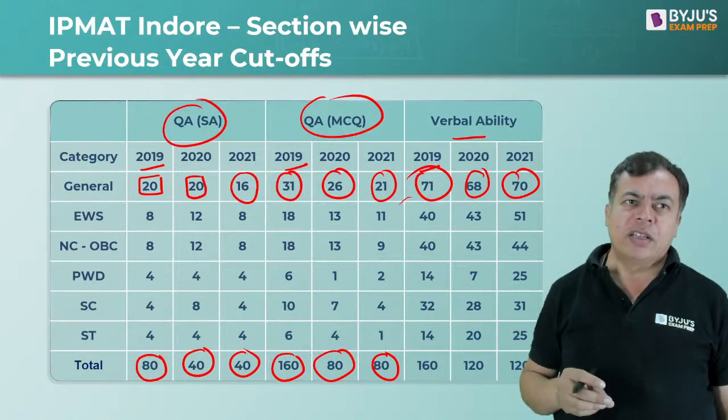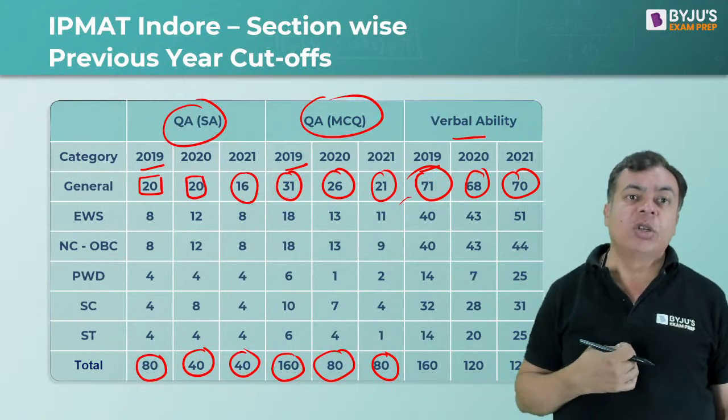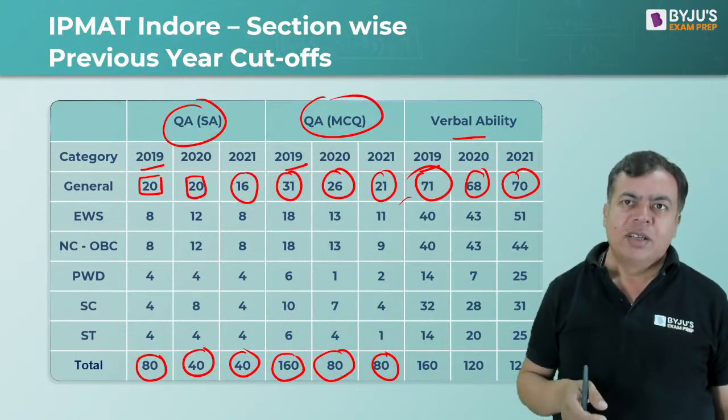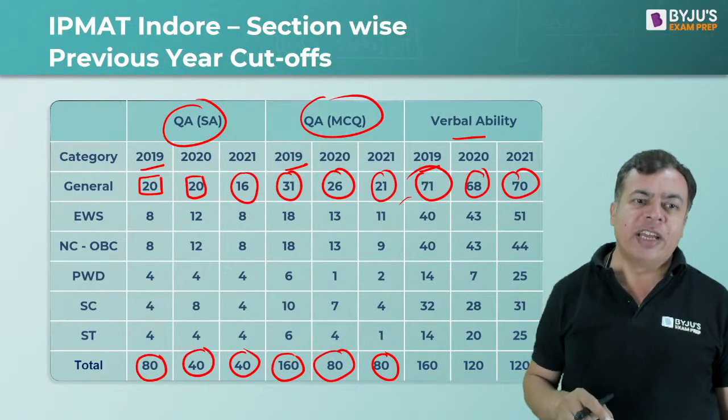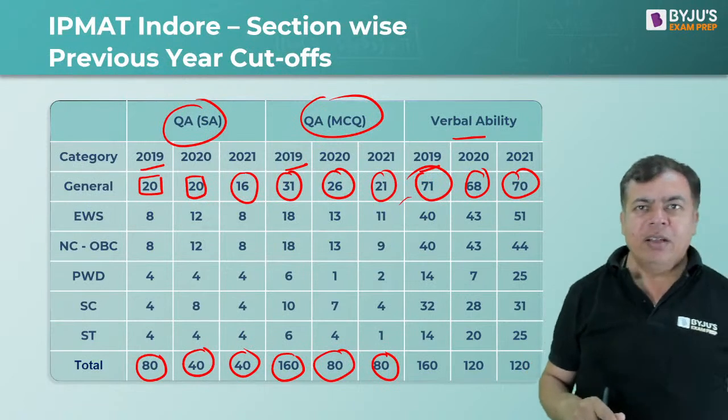right? Then you can clear the cutoff. But if quant is your strength, you should score more in that. You should score more in your strength area. Okay.